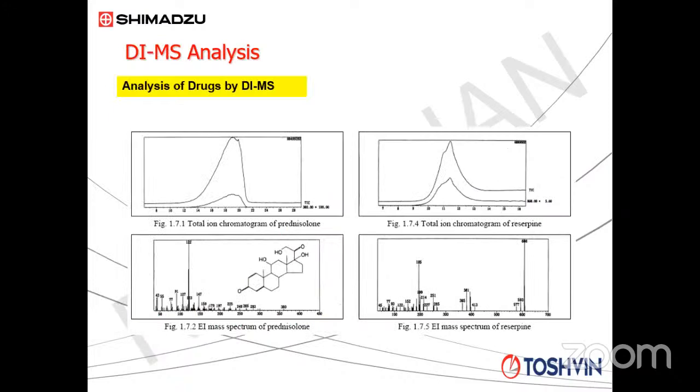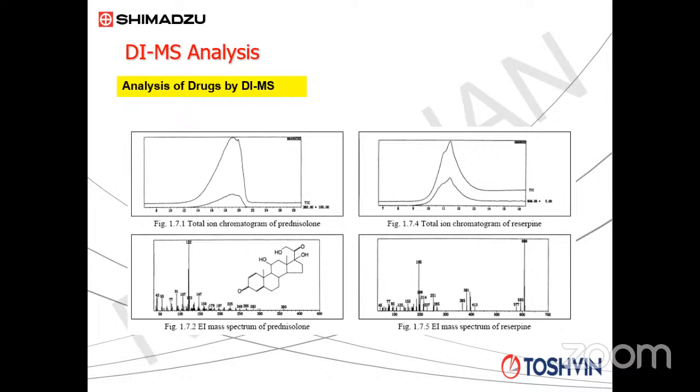This is DI analysis, direct inlet. For example, we have analyzed the steroid prednisolone. Steroids cannot be directly injected into GC because they are non-volatile compounds. We can analyze steroids also by column, but before injecting into the column, we have to do a derivatization. We have to convert them to TMS derivatives. All steroids should be converted to TMS, trimethylsilyl ether derivatives. So there is a derivatization procedure involved. TMS derivatization reagents are costly, and there is a time factor.